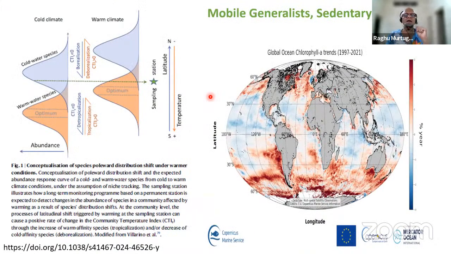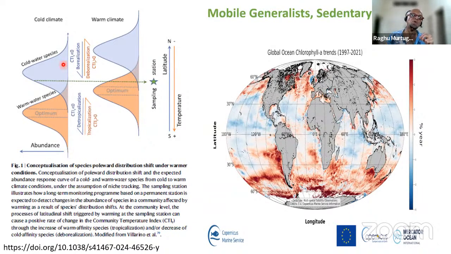The other thing, of course, with the broad warming, is that we are going to have so-called tropicalization and detropicalization of species. So this is just a conceptualization of the species from this paper. And it is showing that if you look at the tropical species, warm water species, they have an optimum range and they have a distribution.